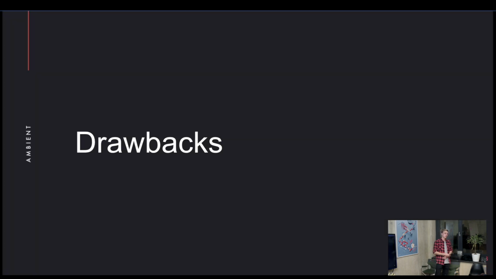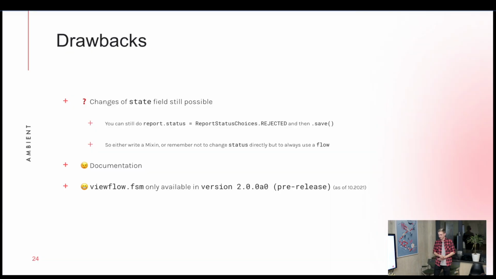All right, what are some drawbacks to this package? Well, first of all, which we were not very happy to learn, changes of our status field are still possible. We can still directly assign a new status and then save the model, and that's it. And then we've changed the status without having called the transitions, so our side effects have not triggered, our emails weren't being sent, invoices weren't generated. Doesn't really solve our problem. What did we do? We decided to write a mix-in for this, which I will talk about on the next slide.